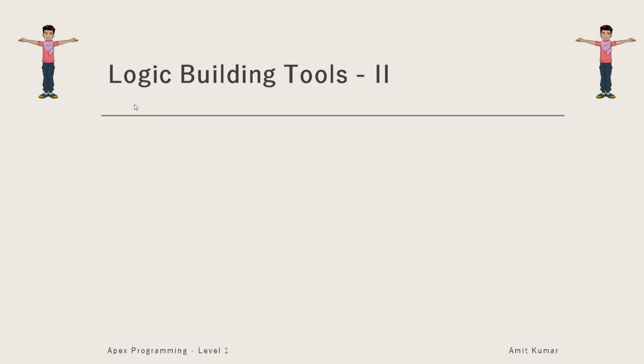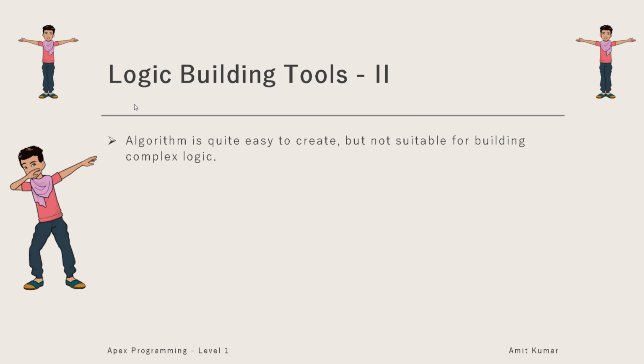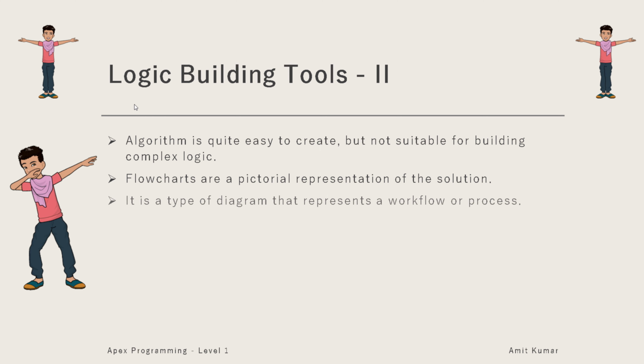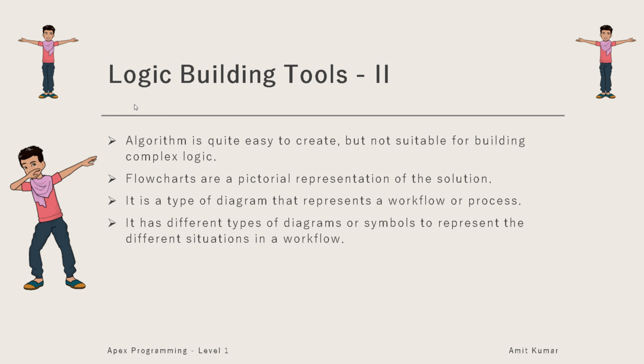In the previous part we discussed algorithms, and we also saw that there are a few more logic building tools, like flowcharts. Now, an algorithm is quite easy to create but not suitable for building complex logic. Flowcharts are a pictorial representation of the solution. It is a type of diagram that represents a workflow or process. It has different types of diagrams or symbols to represent the different situations in a workflow.